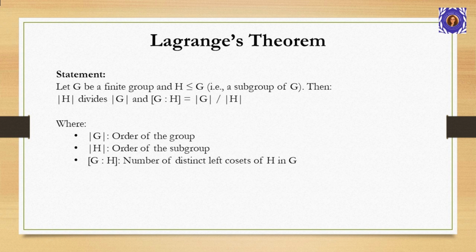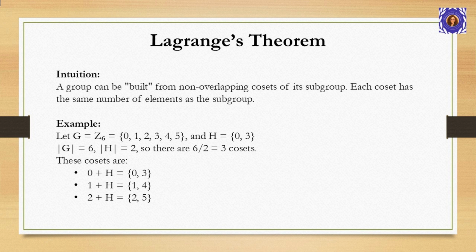The intuition is that a group can be built from non-overlapping cosets of its subgroup, and each coset has the same number of elements as the subgroup. For example, let G equal Z sub 6, the set containing 0, 1, 2, 3, 4, 5, and H equal the set containing 0, 3. The order of G is 6, the order of H is 2, so there are 6 divided by 2 equals 3 cosets. These cosets are 0 plus H containing 0 and 3, 1 plus H containing 1 and 4, and 2 plus H containing 2 and 5.